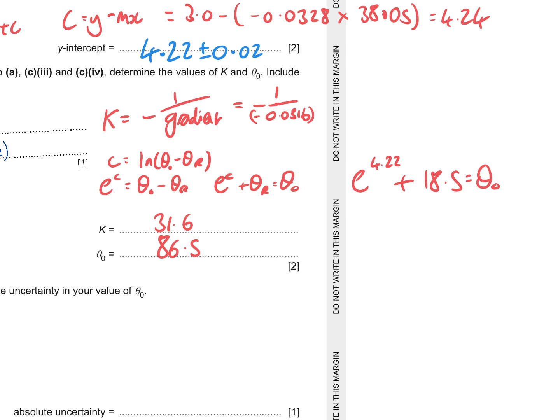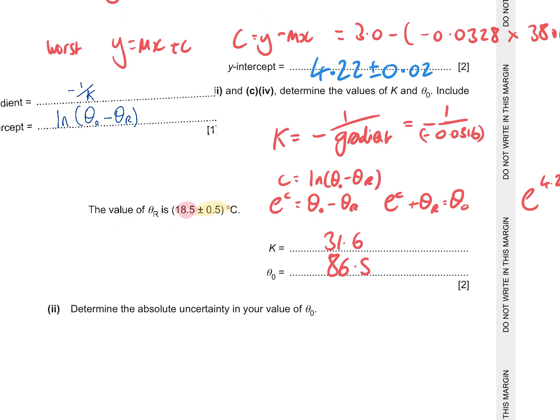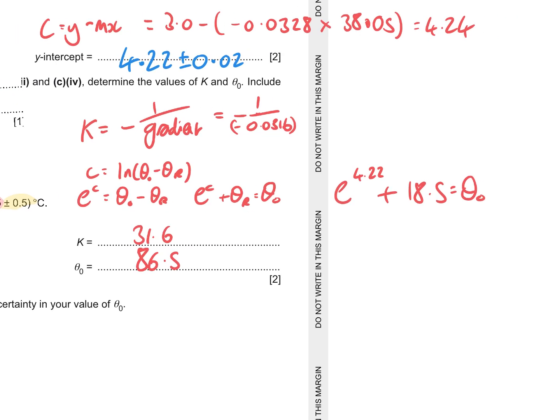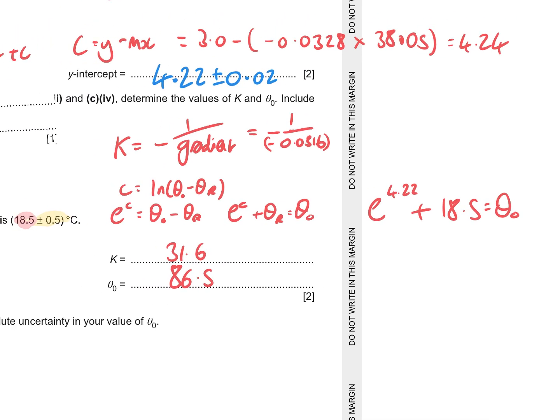Okay, I've skipped ahead and done the calculation. So for the k value, it's 1 over the gradient. Obviously, the gradient's negative, so the two negatives cancel. That gives us 31.6. As we said, this is the rearranged equation. So now I just put my values, e to the y-intercept, which is 4.22. We can see that up there. Plus the theta r value, which was just told to us, and I've screenshotted over here. You can see 18.5. And then put that into my calculator and I get 86.5.